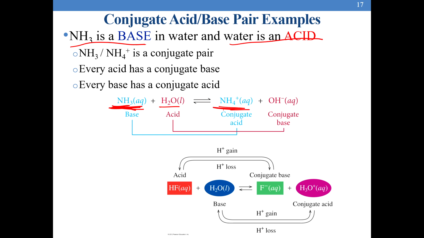All right, here's a nitrogen. He's gained a hydrogen, and therefore this guy must be a base, and this guy is his corresponding conjugate acid. By process of elimination on the reactant side, the other substance is an acid. And we've already discussed that water can be an acid or a base, okay?